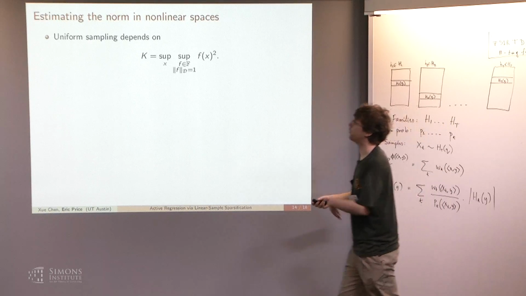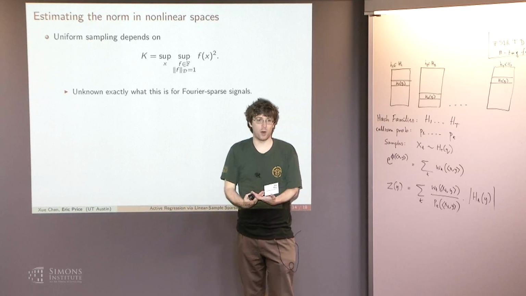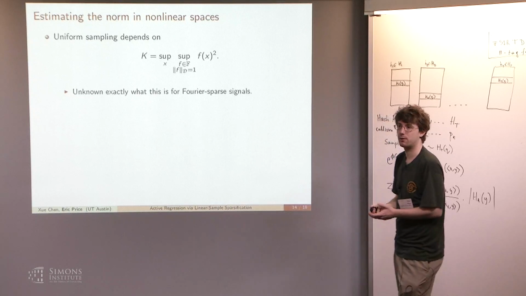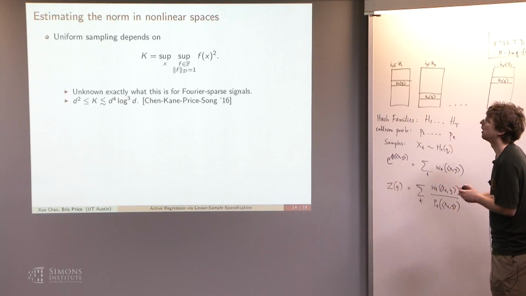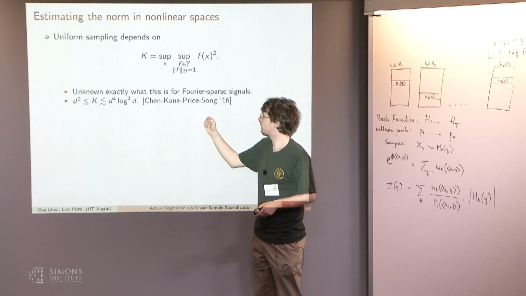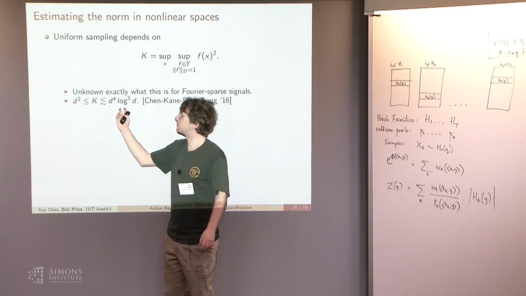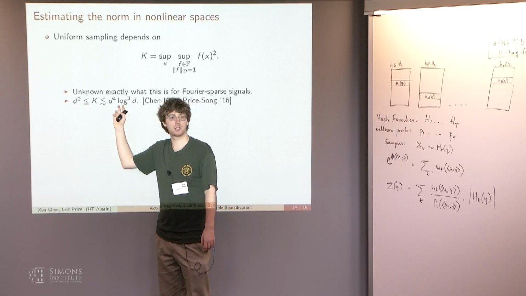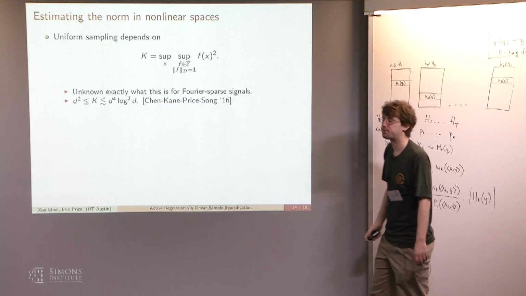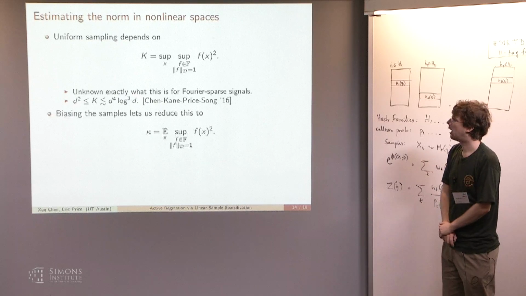So again, uniform sampling is going to depend on the sup. We don't know what this sup is for sparse Fourier transforms with continuous frequencies. But we, along with Zhao Song and Daniel Kane, were able to show that it's at most d to the 4th times some log factors. And we know that it's at least d squared by this relation to polynomials.